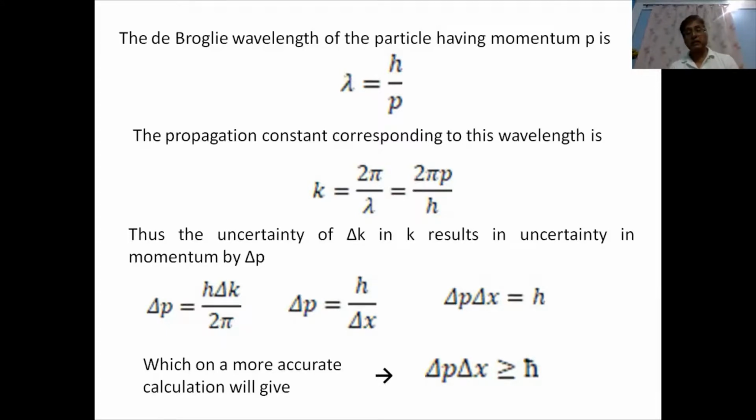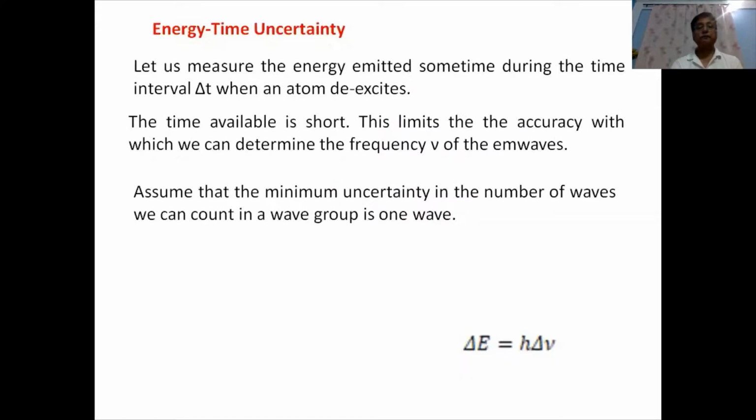Now, any error in the measurement process that is added will only increase the uncertainty. So therefore, we have the greater than sign. So the uncertainty can be either equal to or greater than h cross, but certainly not less than that.